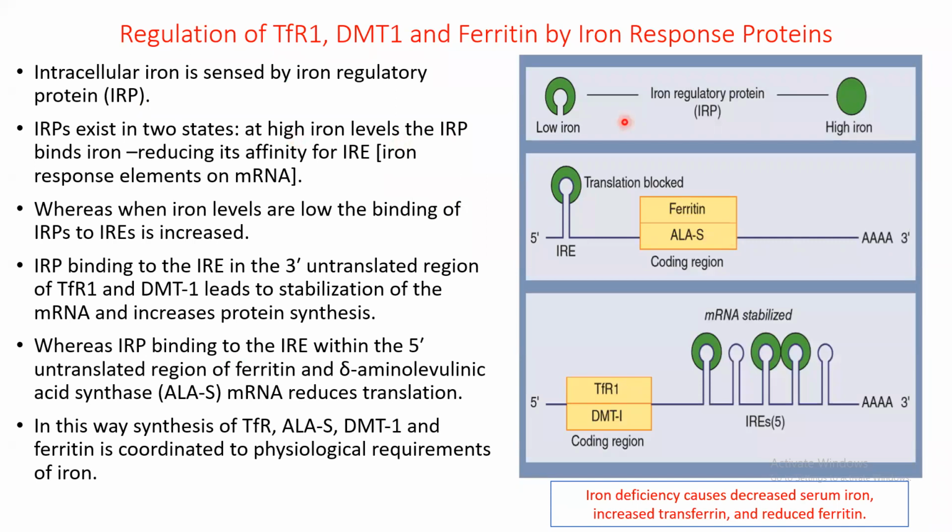So we have something called the IRP. Focus with me here. Just to orient you, this is the IRP, iron regulatory protein. This is the mRNA strand for ferritin and ALA, and this is the mRNA strand for transferrin receptor and DMT1.